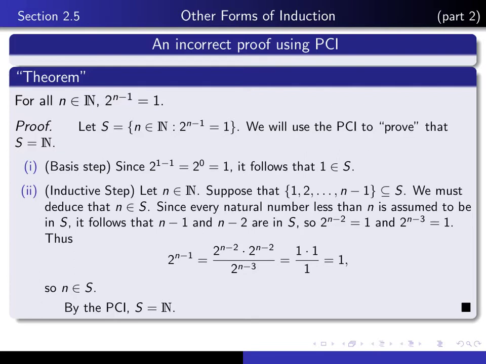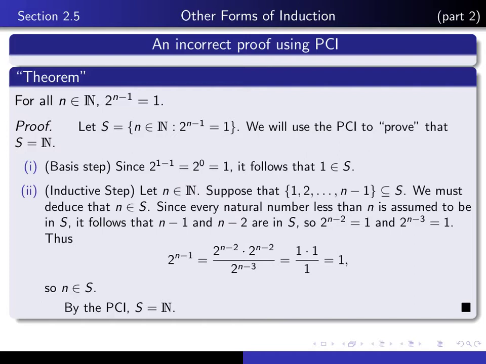So here's the proof. We begin by letting S be the set of all natural numbers such that 2 to the n minus 1 is equal to 1, and we're going to use the principle of complete induction to prove that S is equal to all of the natural numbers. We begin with the basis step. The basis step consists of proving that 1 is an element of S, and that would say that 2 to the 1 minus 1 is equal to 1, and that's certainly true because 2 to the 1 minus 1 is equal to 2 to the 0, which is certainly equal to 1. So it does follow that 1 is an element of S.